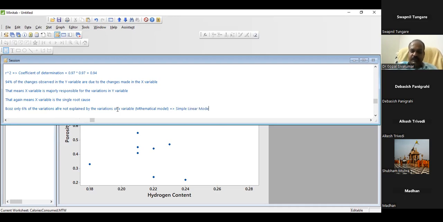You have assumed a simple linear mathematical model. So according to your assumption, 94% of the variations in Y are due to the variations in the X variable. And this model is a perfect model, and this is the single root cause. This particular problem can definitely be solved just by working on the X variable you are studying. Right? Now let us do the same analysis for the other situation.